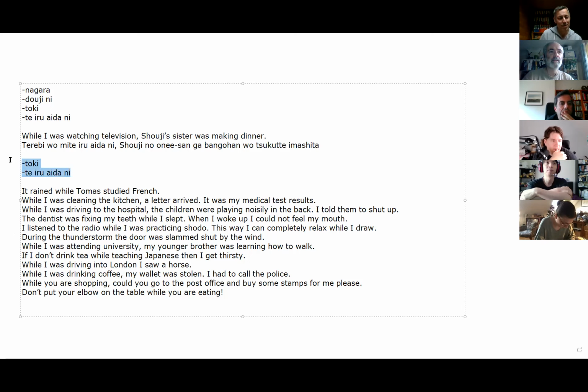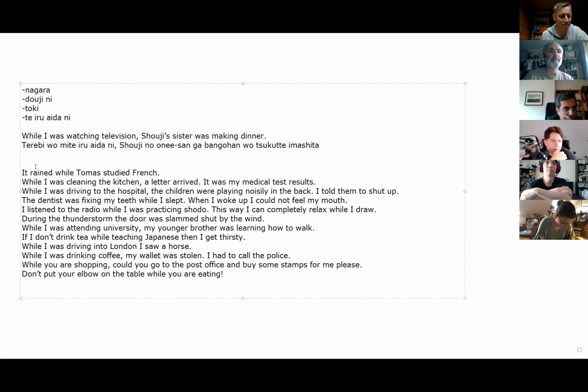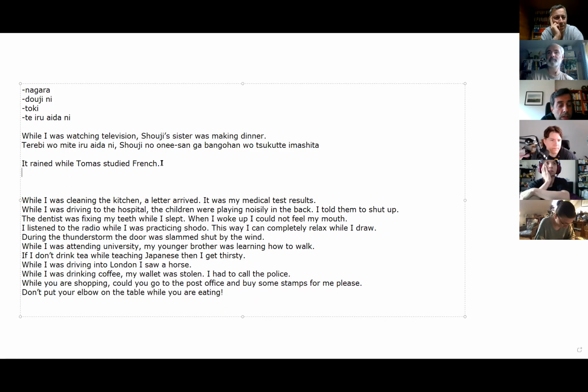Excellent. Okay. Joel. It rained while Thomas studied French. I wouldn't use nagara because it's not the same subject. Good. Doji ni, I wouldn't use it either because it's not instantaneous. Yeah. So I would do toki and aida ni. I think aida ni would be best because you don't know exactly when it happens. It was sometime during the interval when Thomas was studying French. Exactly. Yes.